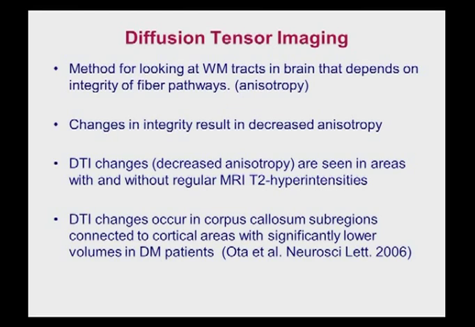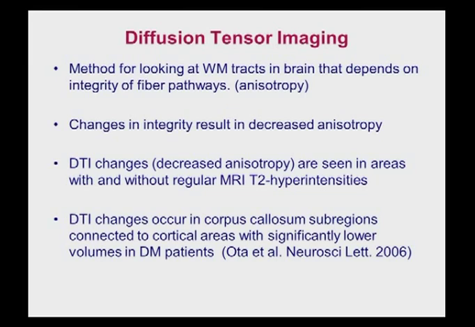Another technique for looking at the brain is a more recently developed MRI technique called diffusion tensor imaging. And this is rather complicated, and I'm not going to spend a whole lot of time trying to explain it. But basically, it's a way that you can look at the integrity of fiber pathways within the brain. And it's very nice for mapping fiber tracts. So you can look at things in the X plane, the Y plane, and the Z plane, and follow the tractography of the white matter in particular.